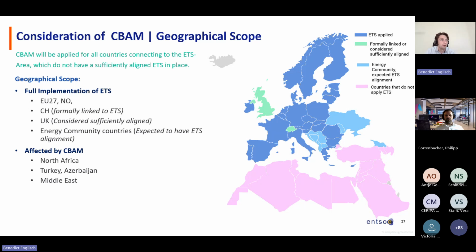And this is, as you can see, only for the countries marked in pink, since for them we do not see that they apply ETS. For the rest of the countries, either ETS is applied, or they are aligned or expected to be sufficiently aligned in the time horizons. So affected by CBAM, for the moment, is only North Africa, Turkey, Azerbaijan, and the Middle East.